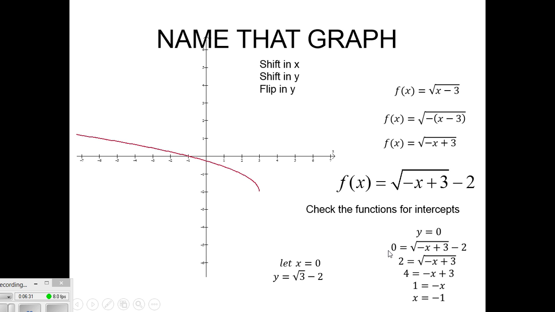Also, if we want to check the x-intercept, we let y equal 0. If y is 0, then f of x is essentially 0, and that's what we have at this stage. We shoot the 2 over to the other side where it becomes positive. We square both sides, we subtract 3, and then we find x is negative 1 is the x-intercept, as shown here. Also, you can check for the domain of this function. The domain would say that the opposite of x plus 3 needs to be greater than 0, which should agree and show us that the domain is all from negative infinity up to and including 3.